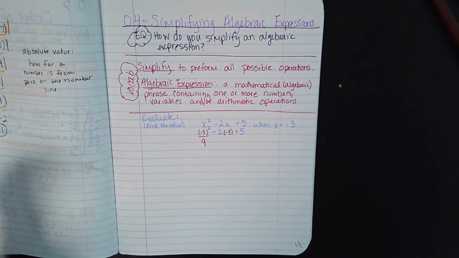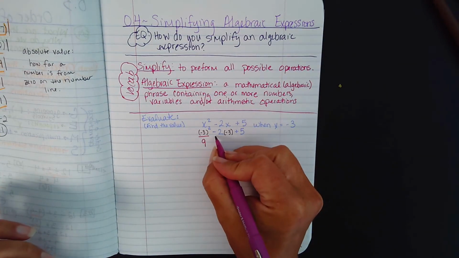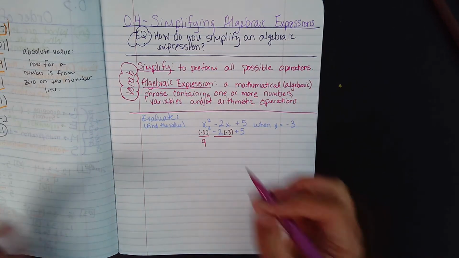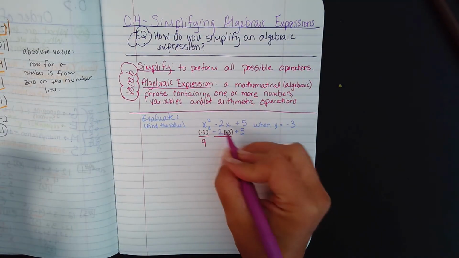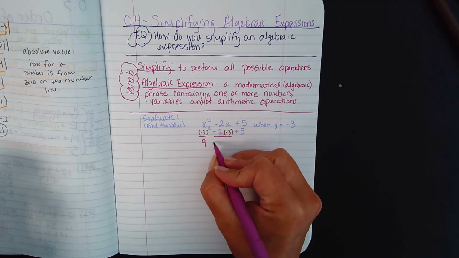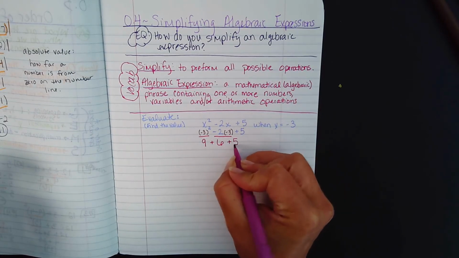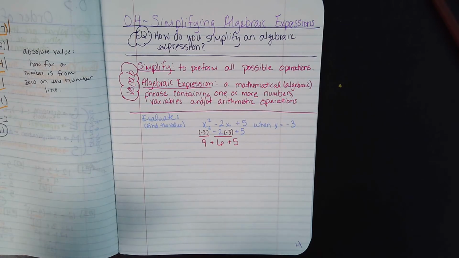I don't see any other exponents, but I do see right here some multiplication. So I'm going to go ahead and multiply those together since there's no exponents that are affecting them. And essentially what I have right here is -2 times -3, which would be a +6. And then I still have my +5. So that takes care of my E and my M.